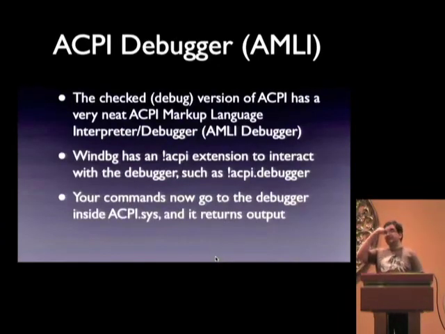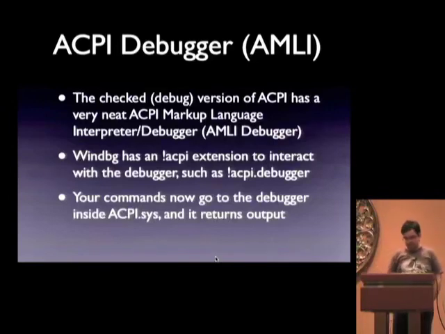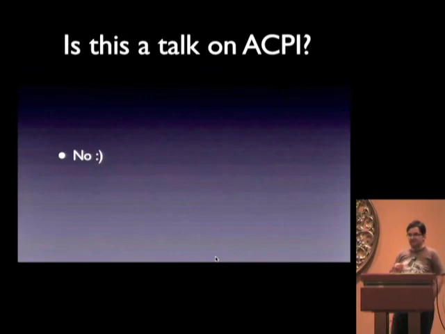So in the debug version of the ACPI driver, Microsoft has an ACPI Machine Language interpreter debugger called the AMLI debugger. So you have some ACPI code that the motherboard manufacturer wrote, and you can debug it. And then there's a WinDbg !acpi extension that lets you interact with the debugger. So your commands now will go to acpi.sys. acpi.sys will tell you something. You can actually step through ACPI code and do things like that. So at this point, you might be wondering, is this a talk on ACPI? No.